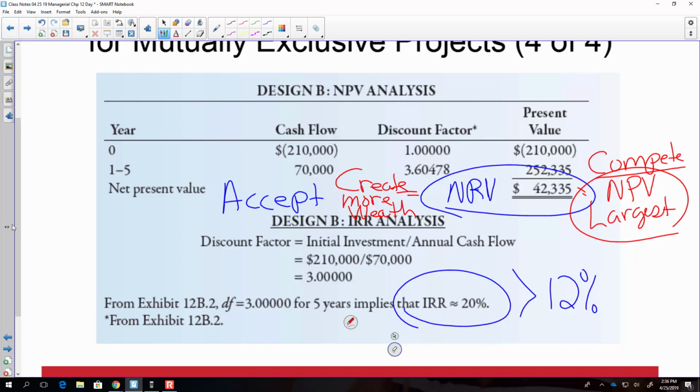The internal rate of return was the same for both. It didn't show us any different. It was 20% for both. But because of our analysis, because it's mutually exclusive, we will pick the largest net present value one. I gotta redo this. It's too messy.